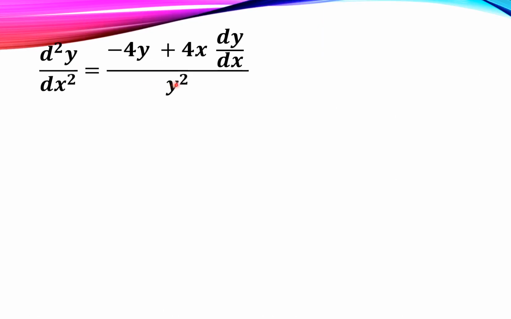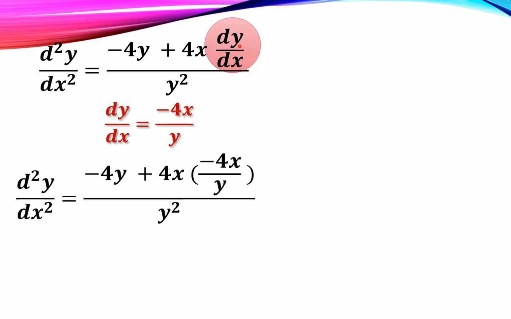To continue, this is where we stop, and we still have here the dy/dx. We know that the first derivative is this one, so the next thing we are going to do is substitute this value here. Replacing dy/dx by negative 4x over y, and multiplying by 4x, we have negative 16x squared over y, plus negative 4y. We have to add these two expressions.